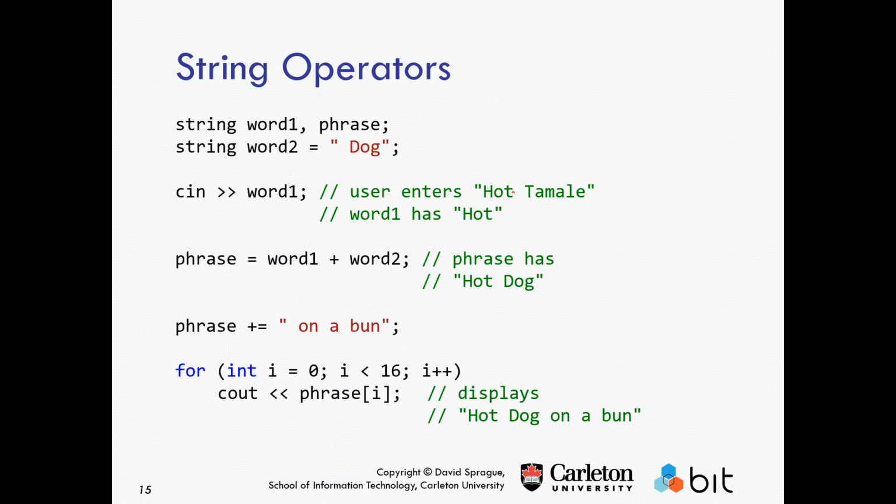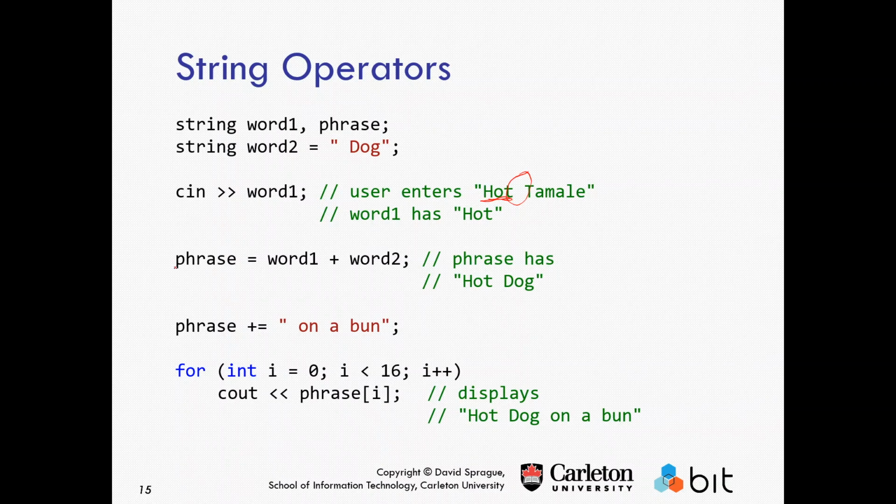They're going to type hot tamale. It will only take the hot. Why? Because cin, the special thing about cin is it goes to whatever white space. If I have a white space, it stops putting it into the next thing. If I had cin word 1, double arrow word 2 or word 3, I get tamale for the next field. We can look at that in a bit more detail.